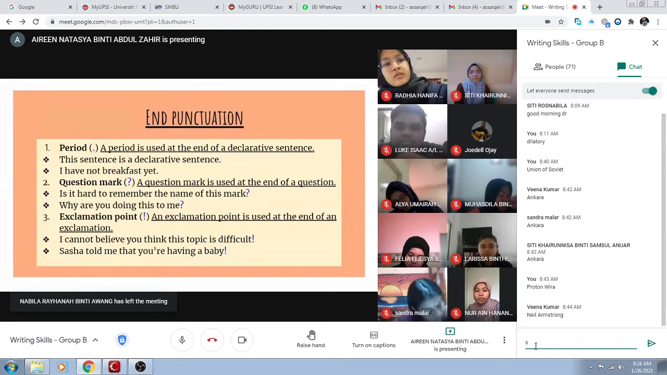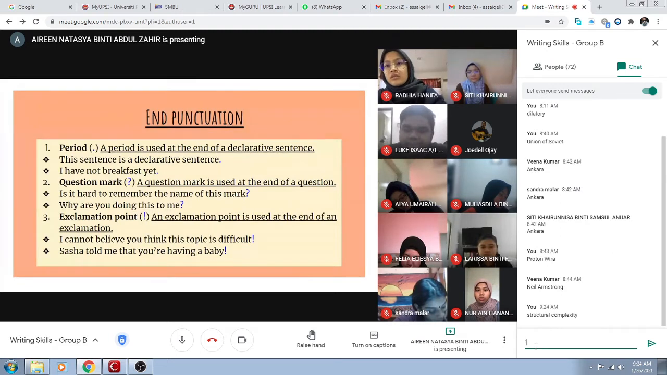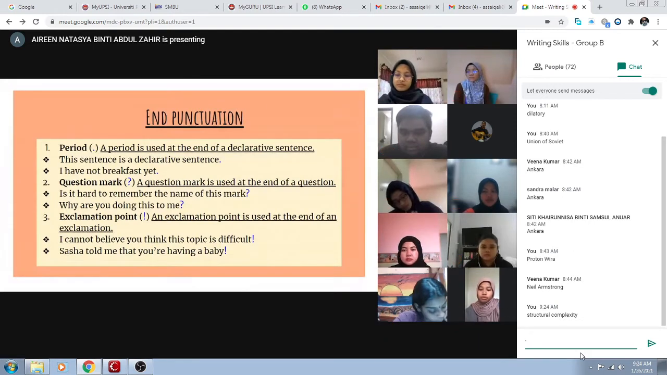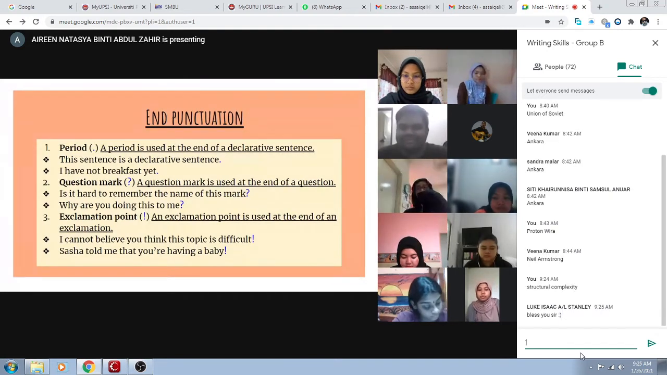I am writing this: structural complexity. Okay? Classifying sentences into simple, compound, complex, and compound complex. This classification is in terms of the, excuse me, alhamdulillah, in terms of the complexity of a structure. We do not want to go into this because we're going to talk about this later. Thank you.